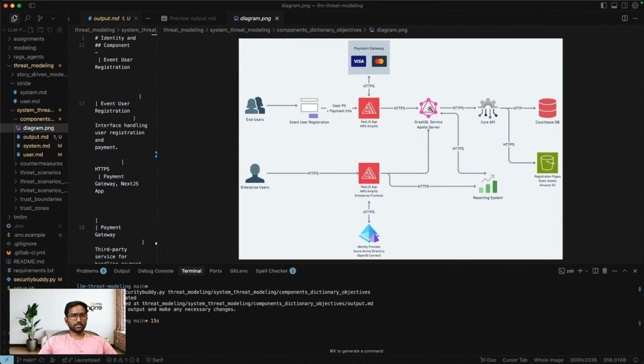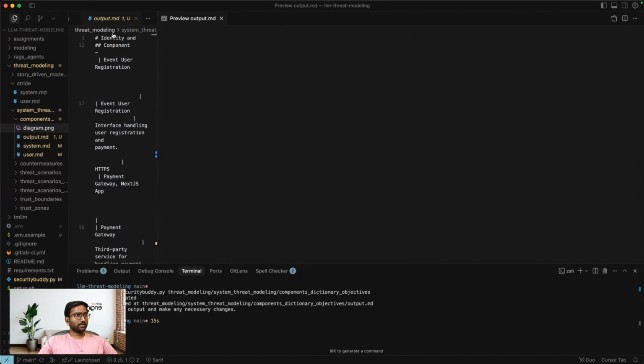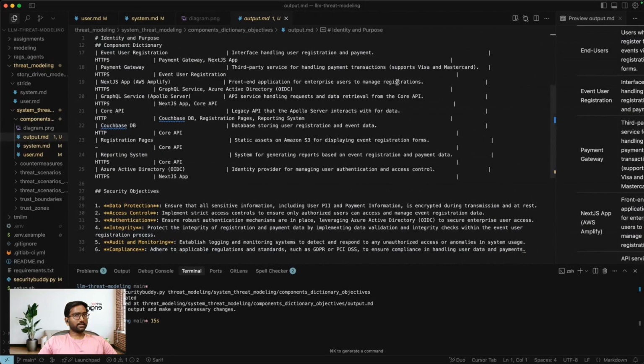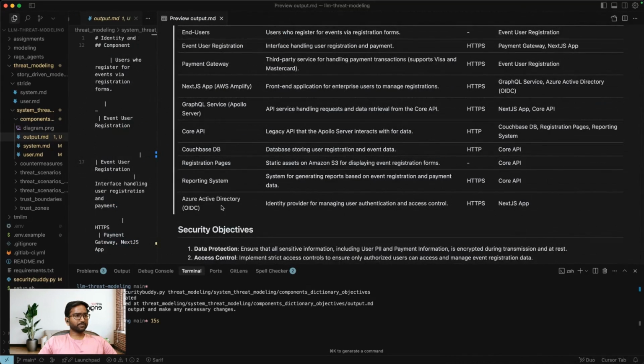Yeah, so the server, registration page, the CouchDB, but the reporting service does not connect to the core API, it actually connects to the GraphQL service. So you'll notice that that was something that it missed. Let me just make sure it's there. Yeah, not connected to the core API.